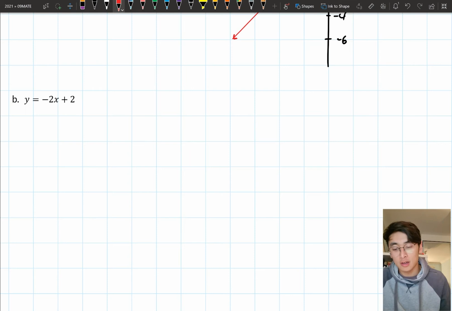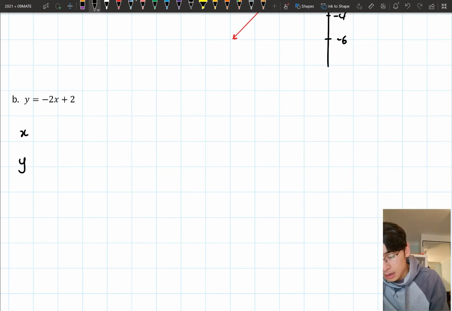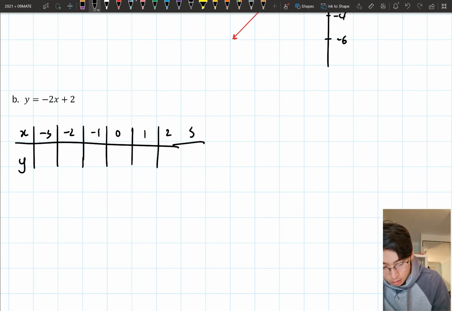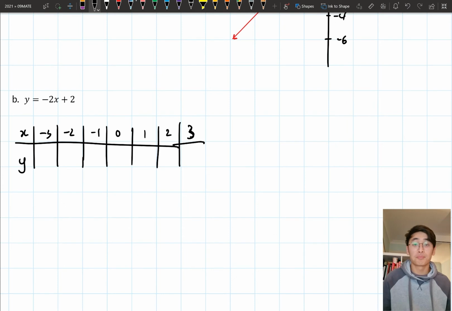So y is equal to -2x plus 2. Once again, we're going to create our table of values. We're going to start from -3. I'm going to go all the way up to 3. And so we've drawn our table of values. We're just going to substitute each one of these values in.